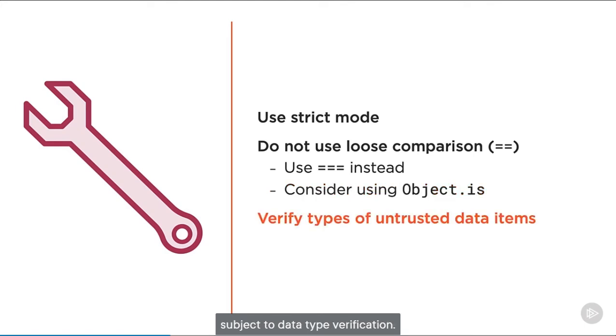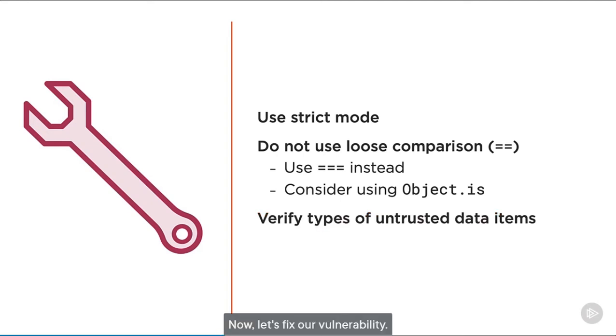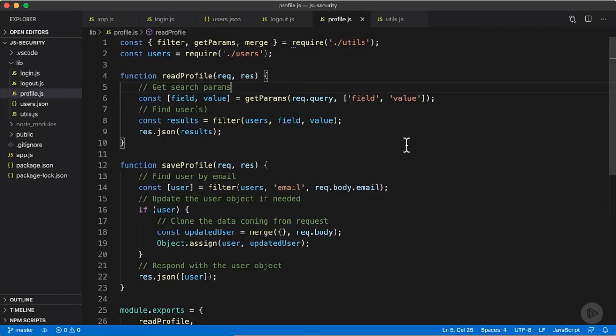Untrusted input should always be subject to data type verification. All data coming from outside of the application might have potentially been tampered with by the attacker and may cause unexpected type conversions and unwanted behavior. Now, let's fix our vulnerability. The simplest way to fix the loose comparison vulnerability is to replace it with the triple equals operator.